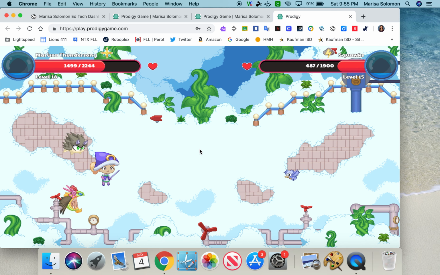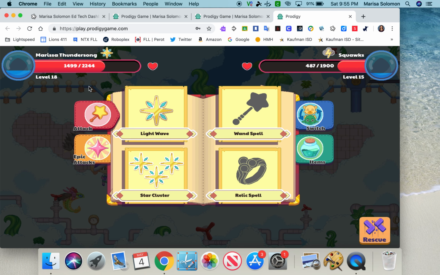And this is how the game is played. The more the student plays, the higher their lifeline gets and the more opportunity they have for leveling up, which gives them an advantage when they're battling their peers.